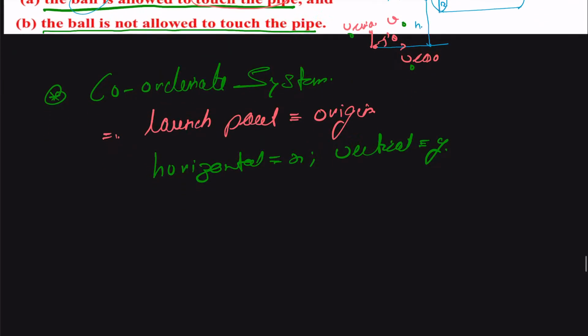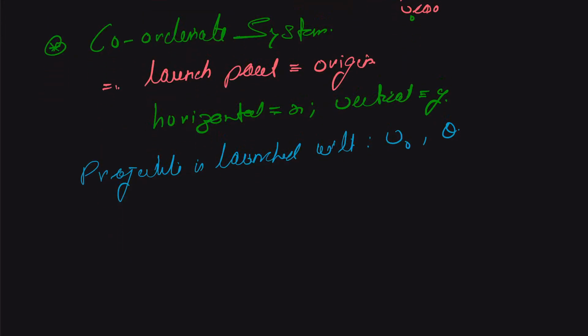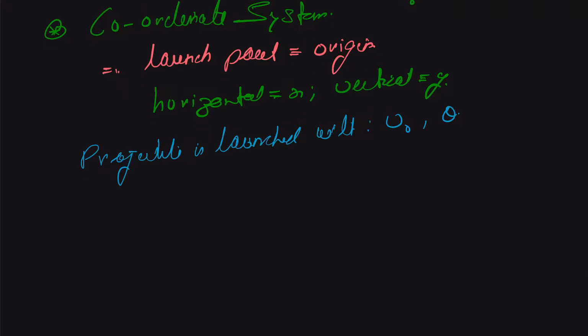And we assume that the projectile is launched with v naught and angle is theta. So we are going to use the projectile equations. These are two standard equations, and let us write them because we are going to use them multiple times.